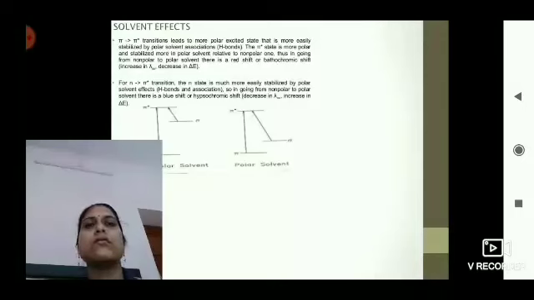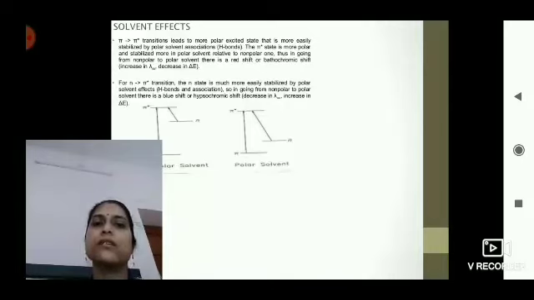So now, what is the effect of solvent in UV visible spectroscopy? You have seen that, out of 4 allowed transitions, n to pi star, pi to pi star, sigma to pi star, and n to sigma star, two transitions, n to pi star and pi to pi star, occur only when there is a non-bonding electron and unsaturation in the compound. So when these transitions occur, certainly there is a presence of unsaturation in the compound.